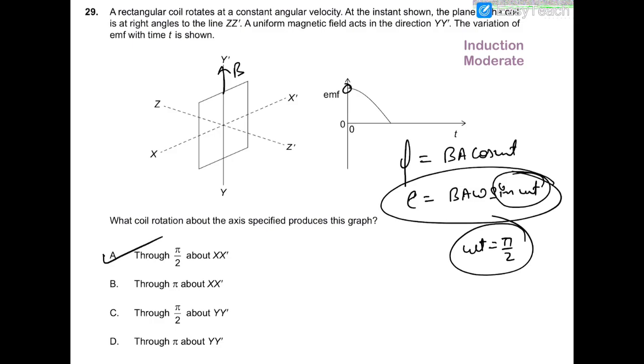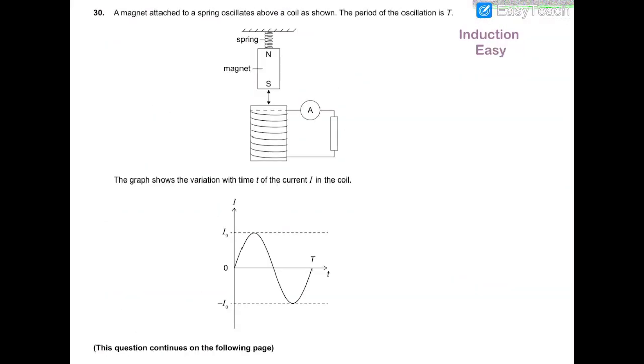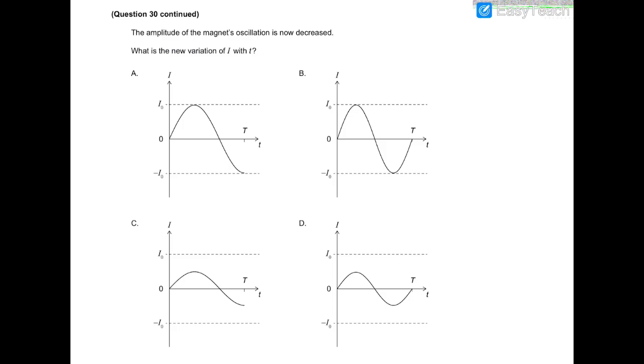Now let us move on to the next question. In this question, you can see that there is a magnet which is attached to a spring which oscillates above a coil, and the time period of oscillation is t. This graph shows the variation with time t of the current induced in the coil. So this is I versus t graph. Okay, now we have to choose the correct option. The amplitude of the magnet's oscillation is now decreased. Now what will be the I versus t graph?